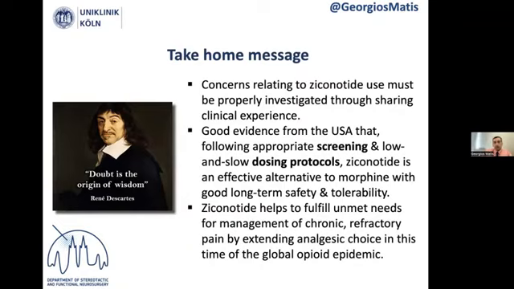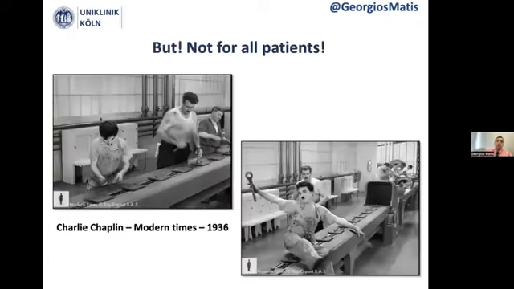There is good evidence from the United States showing that appropriate screening and low and slow dosing protocols can help to achieve an effective treatment without big problems. And in countries such as the United States, ziconotide can help fulfill the unmet needs of management of chronic pain. And this is important in this global opioid epidemic. But this drug is not for all patients.